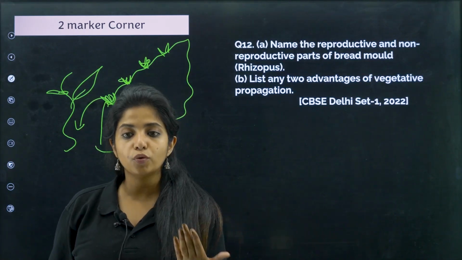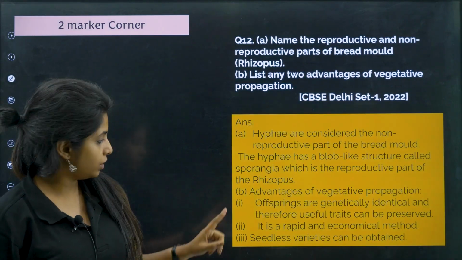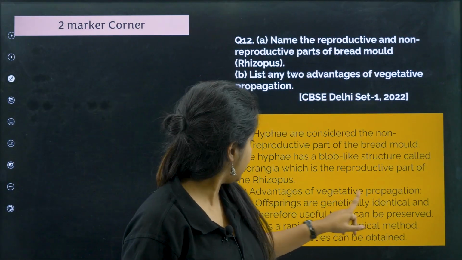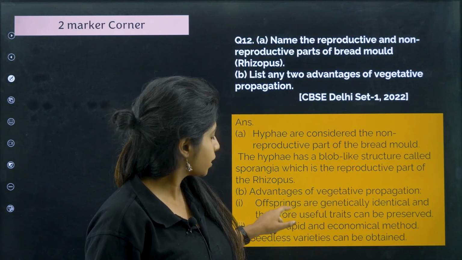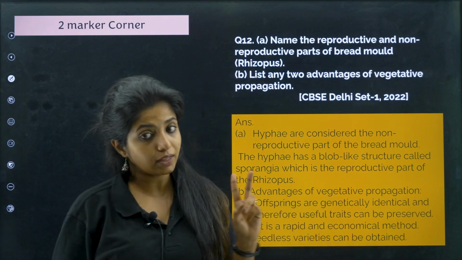Than sexual mode of reproduction. So those are the two points over here. Offsprings are genetically identical, and therefore useful traits can be preserved. Yeah, that is also one thing.